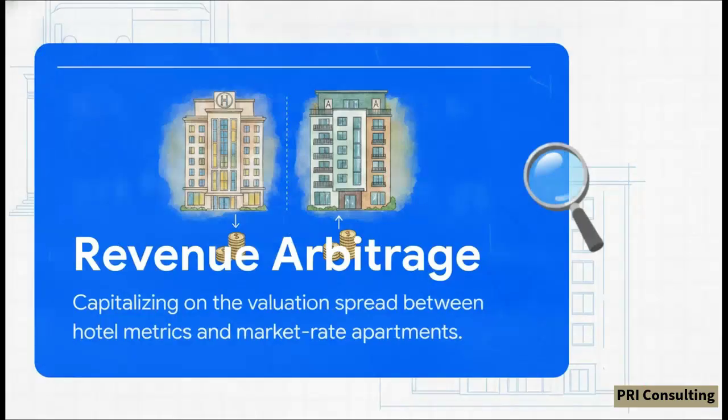complexes. So, what's our mission here? Well, it literally all boils down to one powerful concept: revenue arbitrage. In this framework, analysts aren't looking to build from the ground up. They are hunting for hidden value. It's all about capitalizing on the valuation spread. Basically, we're comparing what a property makes right now as a transient hotel against the much higher value potential it could achieve as a permanent market-rate apartment building.